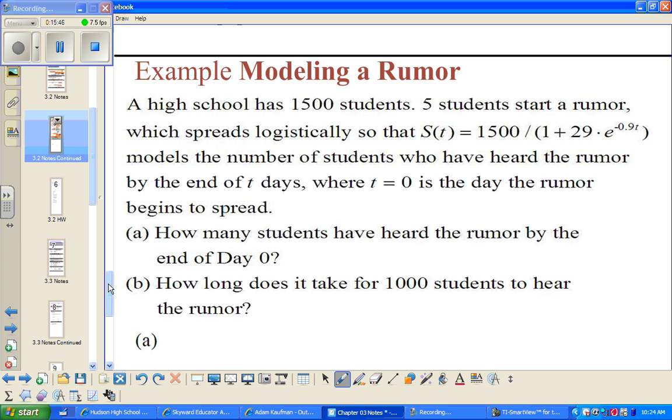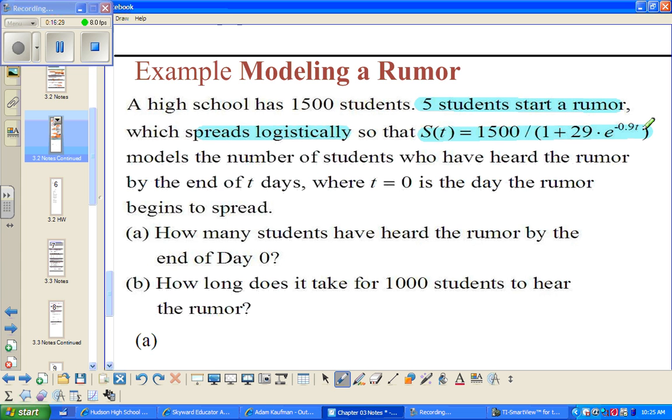So this is an example of modeling a rumor. I'm sure there's no rumors that go around here at Hudson High School. A high school has 1,500 students. 5 students start a rumor, which spreads logistically so that S of t equals 1,500 divided by 1 plus 29 times e to the negative 0.9t models the number of students who have heard the rumor by the end of t days, where t equals 0 is the day the rumor begins to spread. Okay, so make sure you get that S of t down.